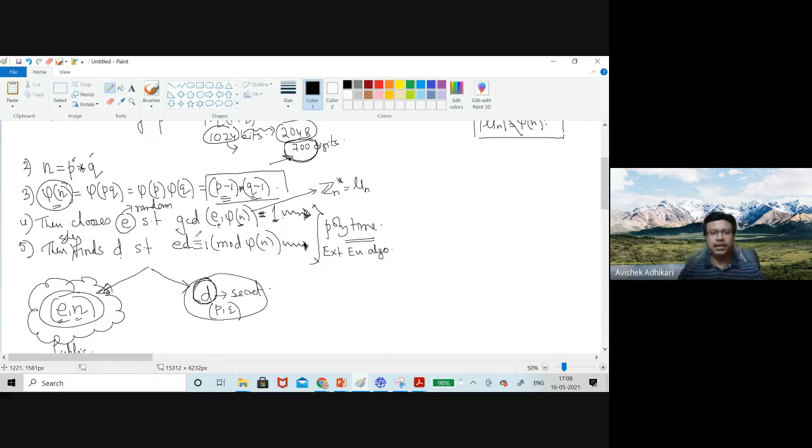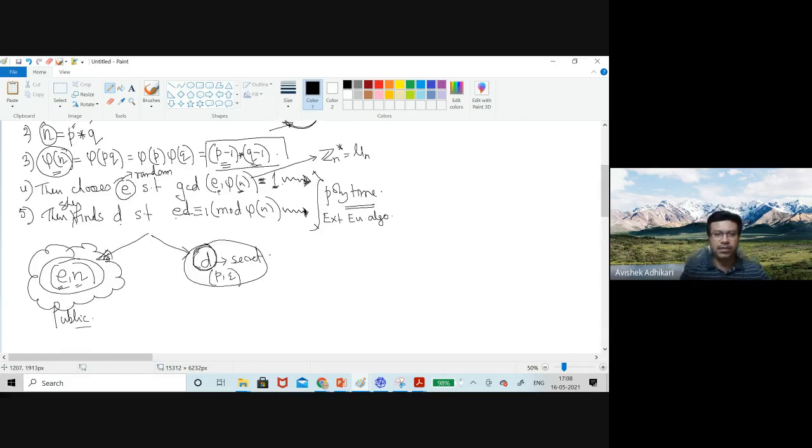Then all the elements that will be required are done. N and E will be kept as public values, whereas the D value will be kept secretly with her. Okay, so that's the infrastructure made by the girl. Now it is the sender's responsibility to act.